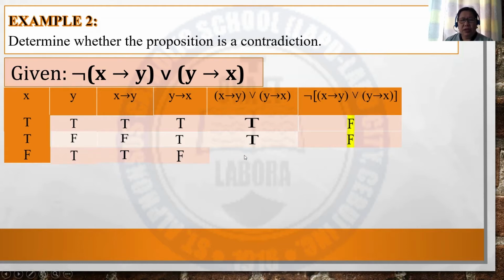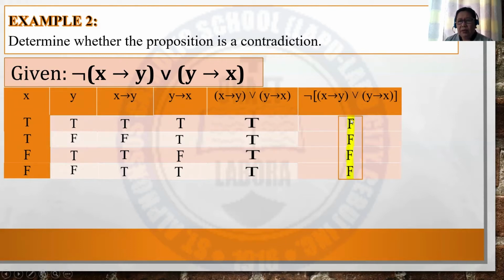And the disjunction of these two implications is true. Therefore, the negation of this is false. If x is false and y is false, then x implies y is true, and y implies x is also true. So the disjunction of the two implications would be true. And since this is true, the negation of this is false.